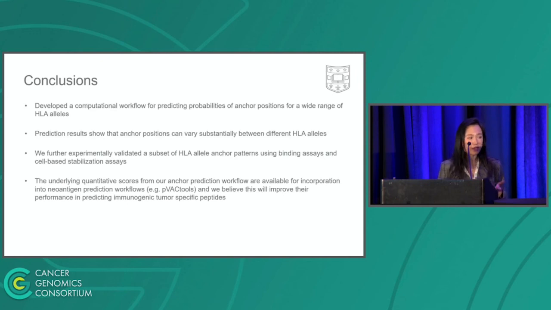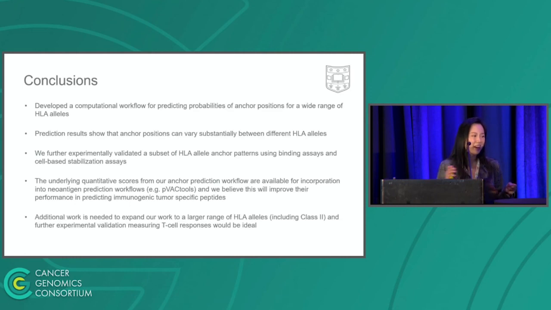The underlying quantitative scores are available for incorporation into anyone's neoantigen prediction workflow, and we believe this will help improve their performance when they're predicting neoantigens. And additional work is needed to expand this work to a larger range of HLA alleles. And of course, the ideal experimental validation would be measuring T-cell responses.